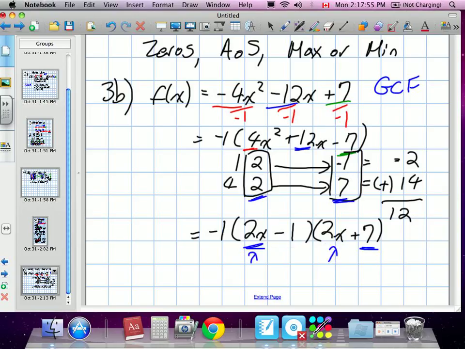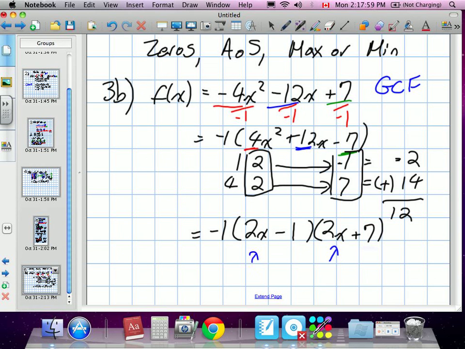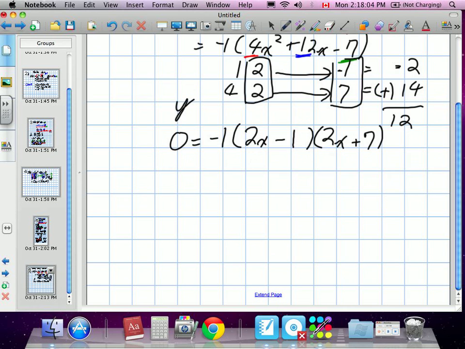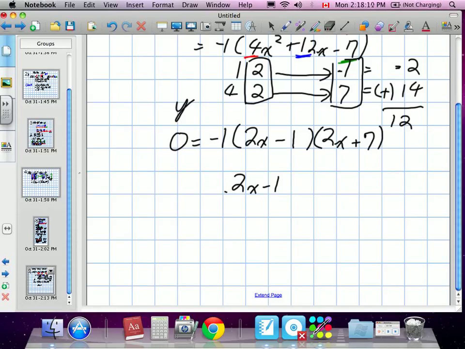Now that I've done this, I still need to find the zeros, which means I have to set my y value equal to 0. In other words, I need to set each bracket equal to 0 themselves. We don't need the brackets anymore. Now I have to solve for x. When I bring 1 over, I'll get 1 is equal to 2x. And when I bring 7 over, I'll get negative 7 is equal to 2x.